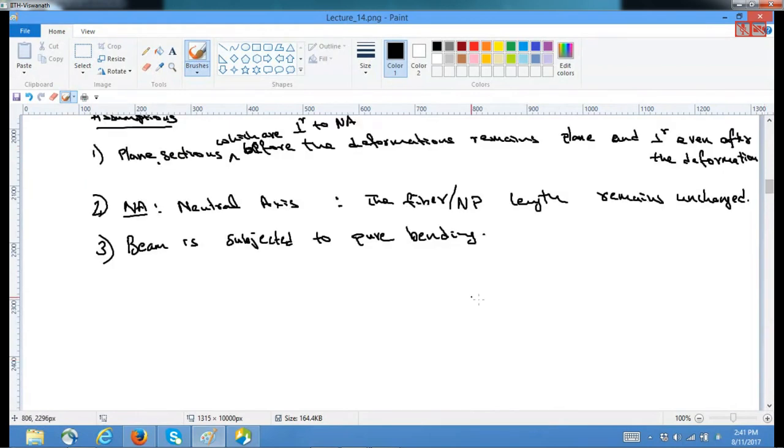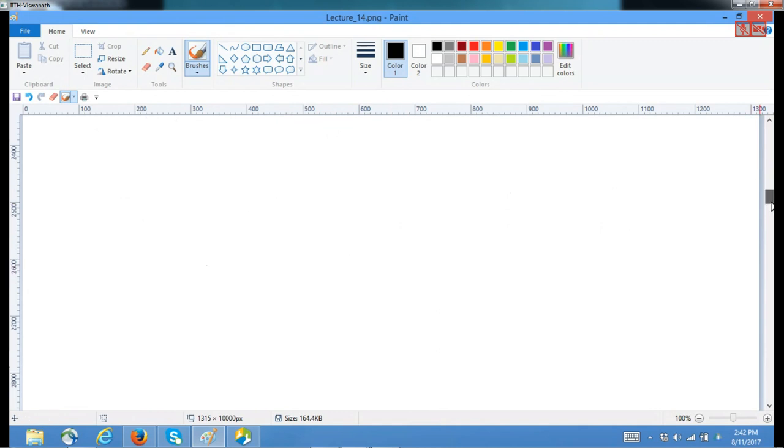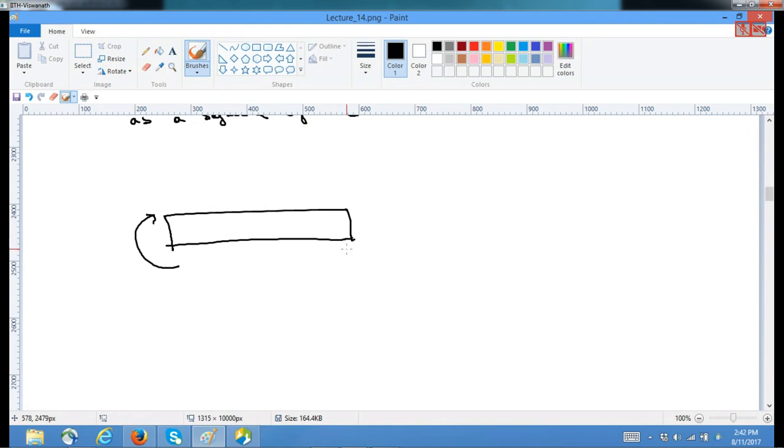The beam is subjected to pure bending, and the beam deforms as a segment of a kind of circle. So that means, let us consider a beam, whatever the boundary condition, I'm not worried about it. But since I said it is under pure bending, let me put it in this form. It's pure bending. So under this kind of sagging, it will bend.